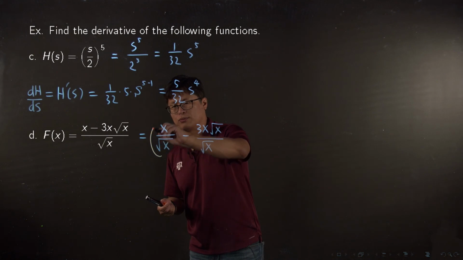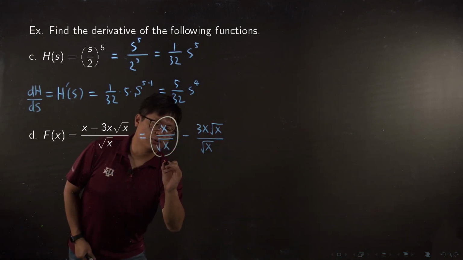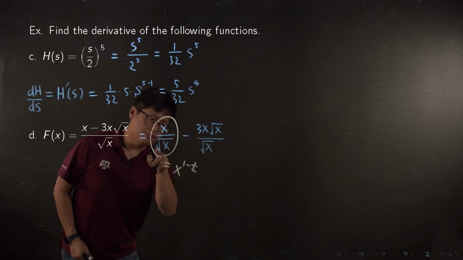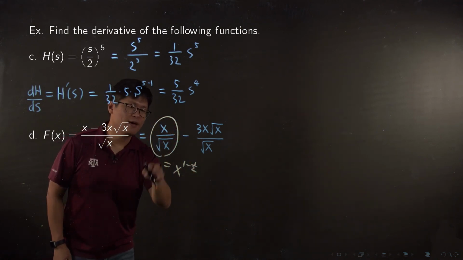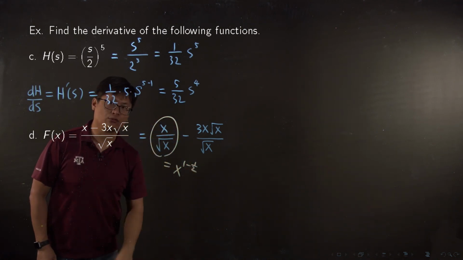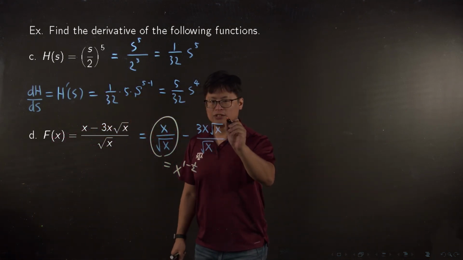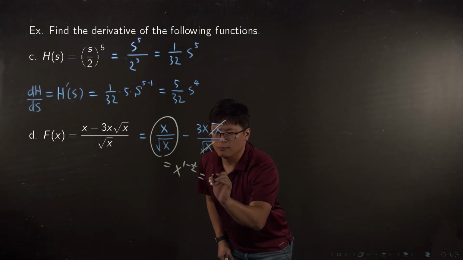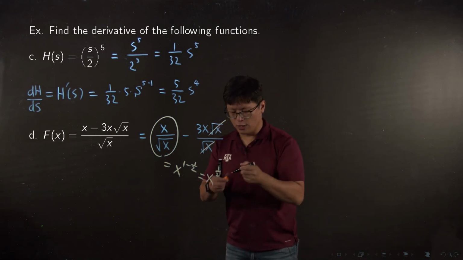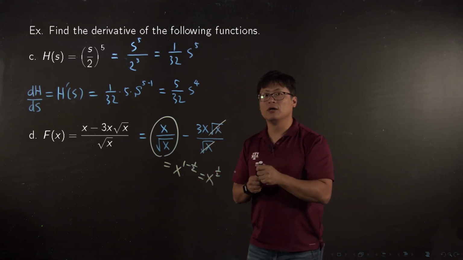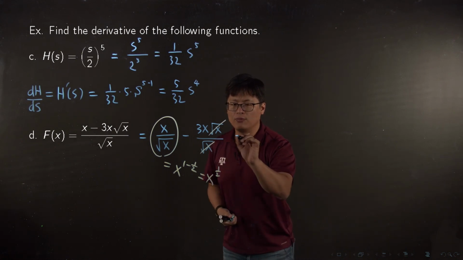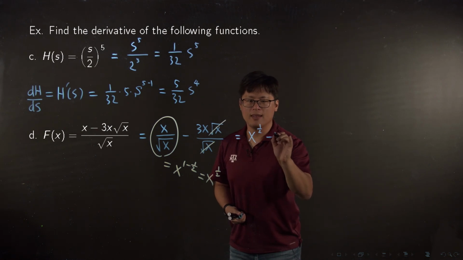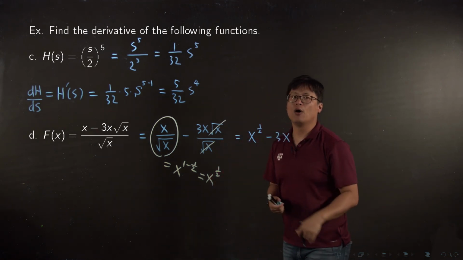by the power rule. This one is x to the 1 minus 1/2, right? Because square root of x is x to the 1/2, and since it's a quotient, it will be subtracted. And then this guy just simply cancels out these guys. Or let me complete this one first, 1/2, right? So your function f can be written this way: x to the 1/2 minus 3x. Now we are ready.